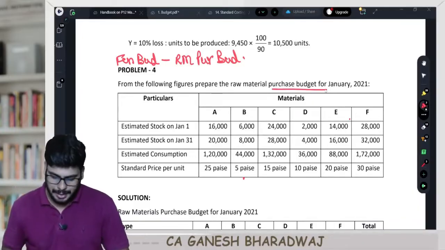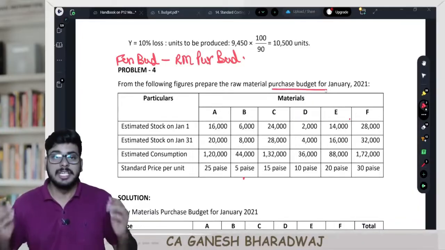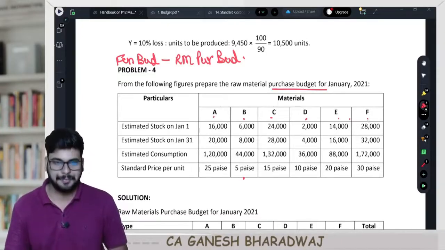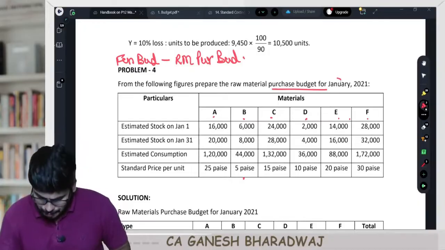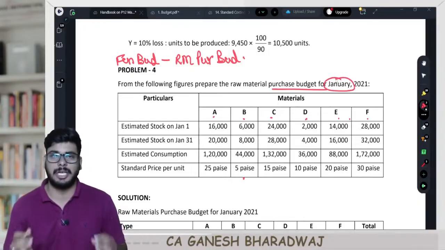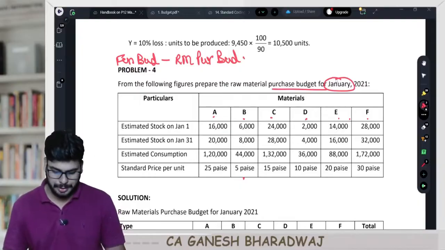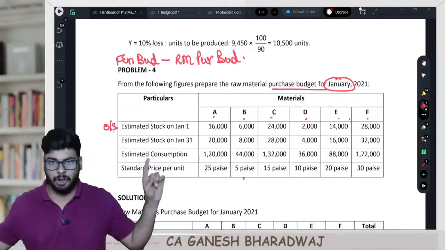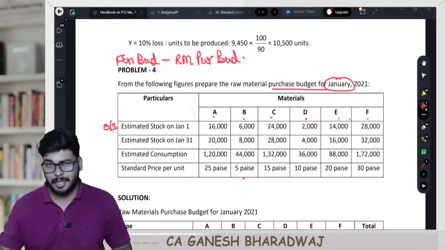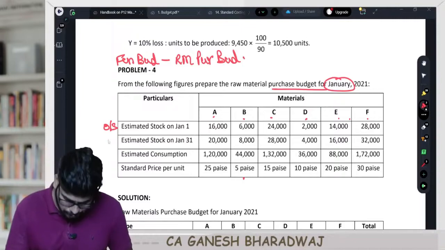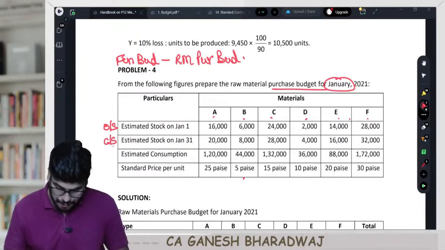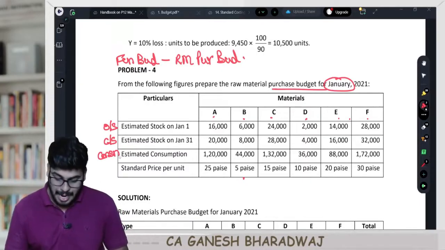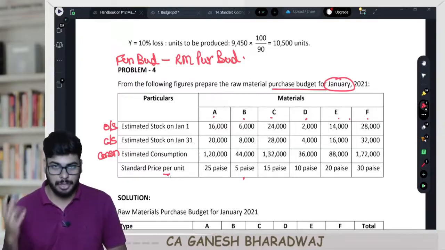Now, in this case, what they have mentioned is the company uses 6 different types of raw material: A, B, C, D, E and F. They are asking us to prepare a raw material purchase budget for the month of Jan. So, how many units or kgs of raw material need to be purchased? They have given the estimated opening stock of each of the different types of raw material. How much is going to be the closing stock? How much is going to be the estimated raw material consumption, that is also given, and what is going to be the standard price per unit of raw material.